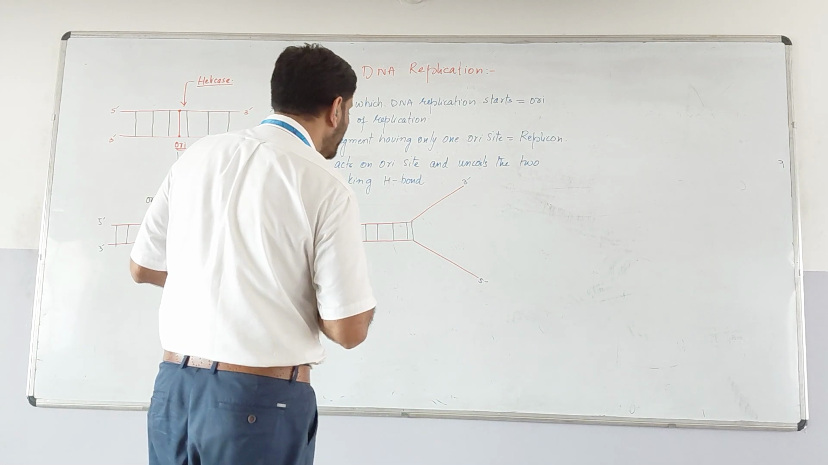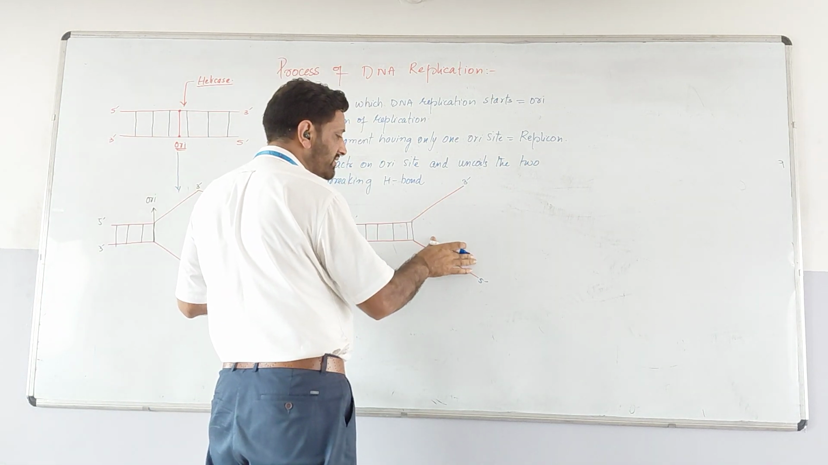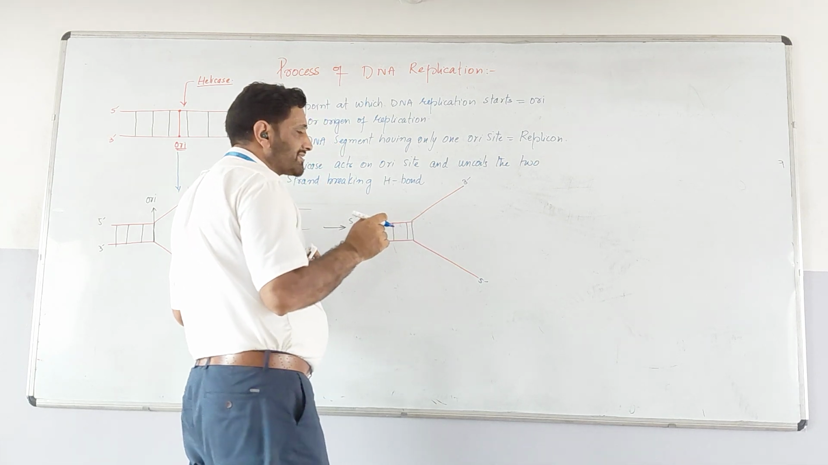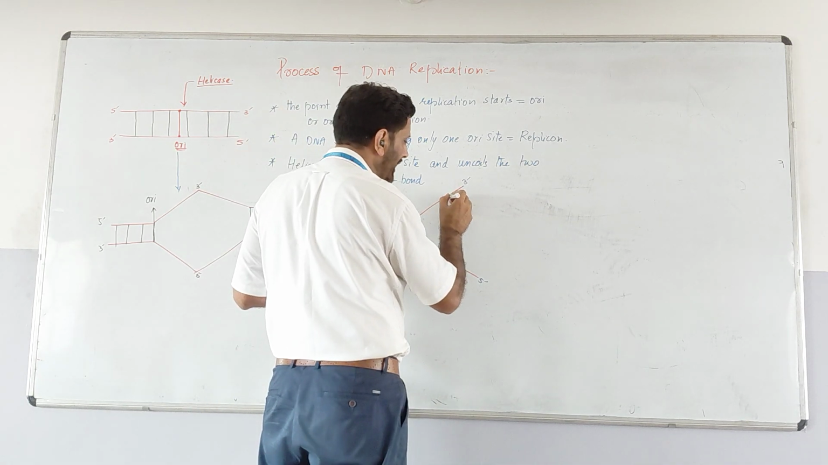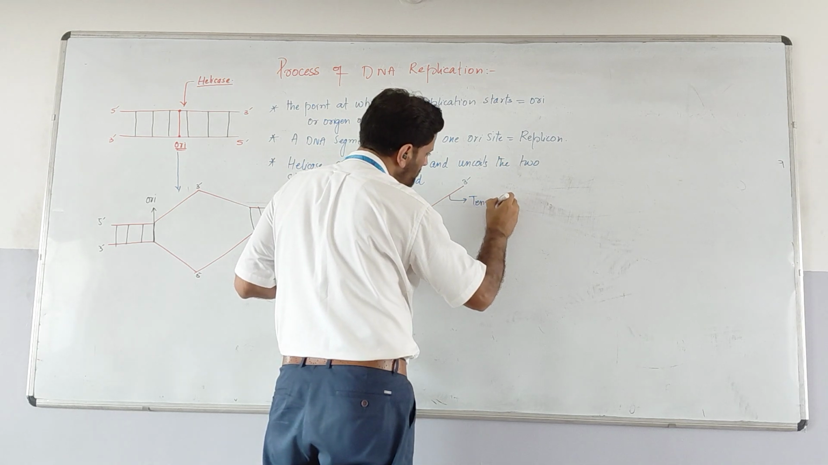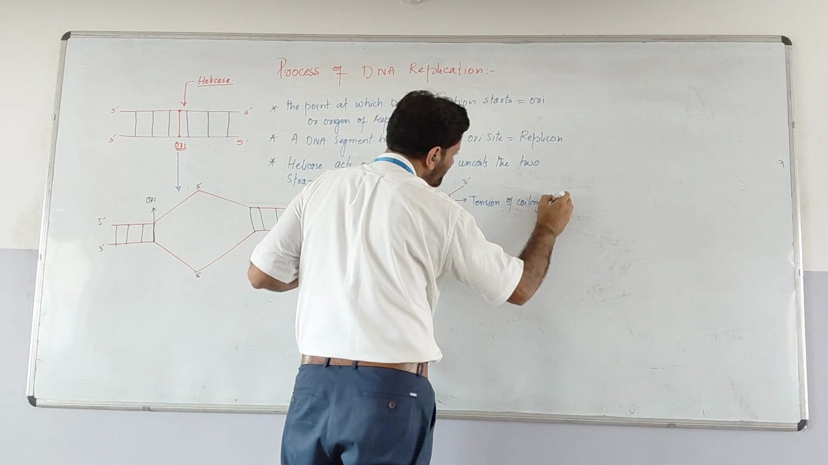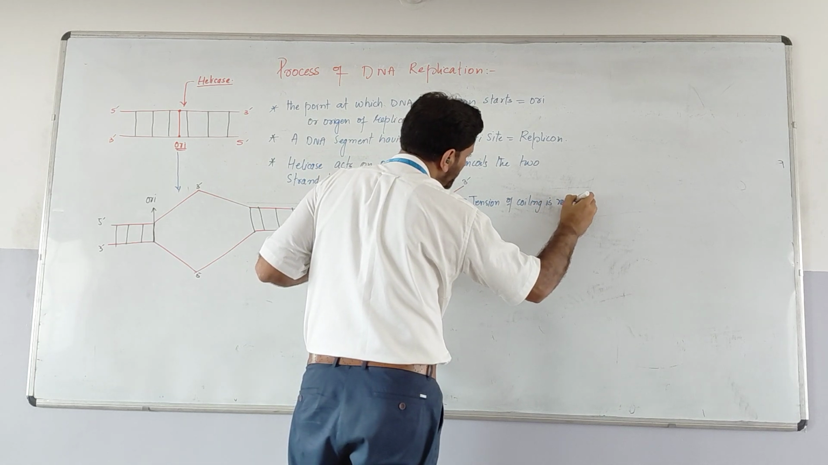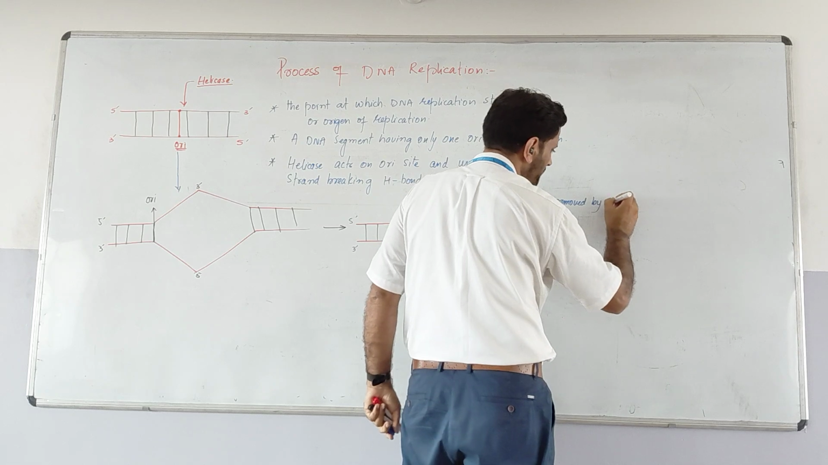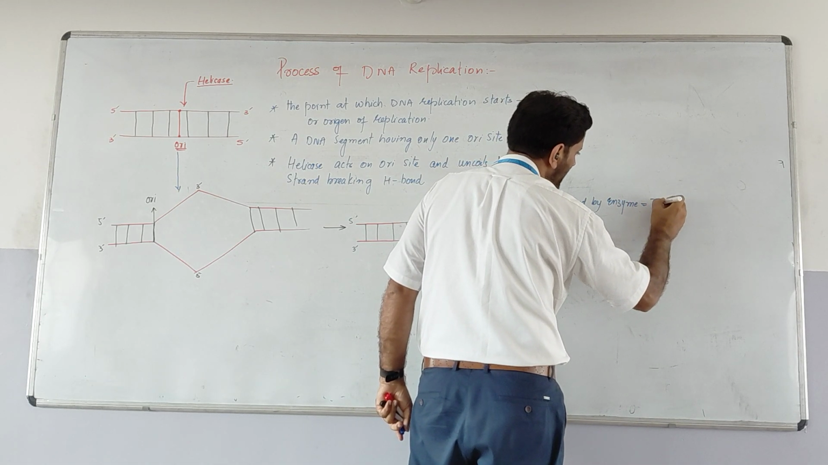Now what is happening is that these are the two strands without hydrogen bonds. The tension of coiling is removed by an enzyme, which we have also studied, that is called topoisomerase.